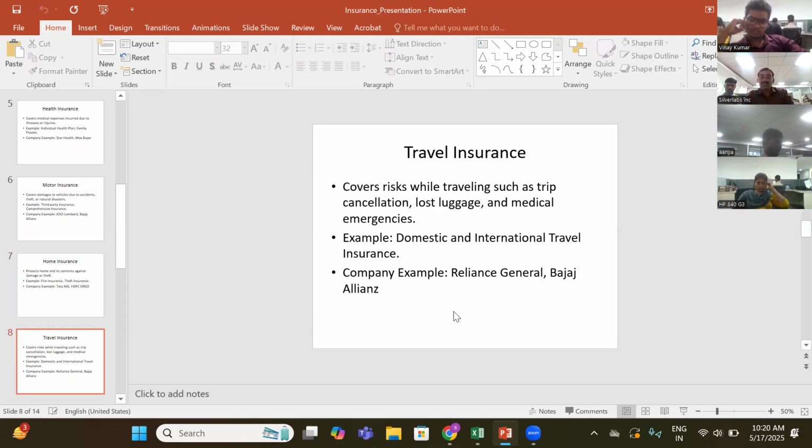Next, travel insurance. Travel insurance is an insurance which covers a risk while traveling, such as trip cancellation, lost luggage, and medical emergencies. Examples are domestic and international travel insurance. This insurance covers not only foreign travel but also domestic travel. If a person is traveling from one state to another state, this is also covered. Domestic means the person is traveling within India. Company examples are Reliance General and Bajaj Allianz.